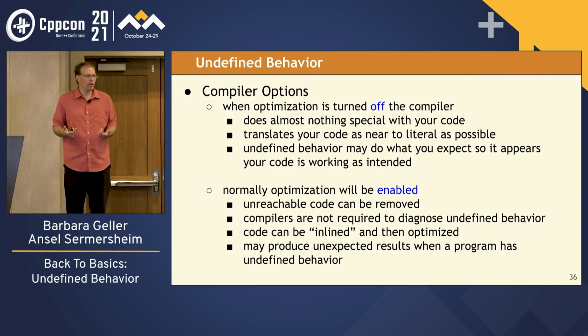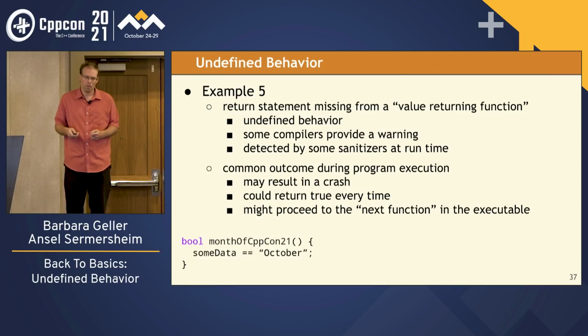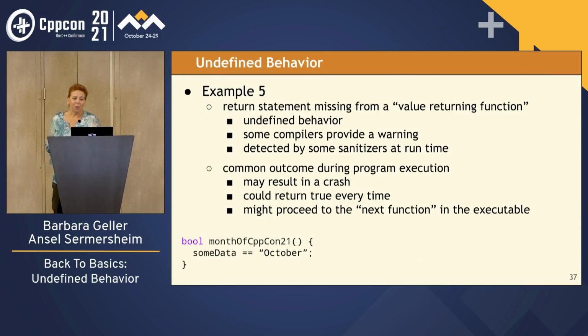Now this interacts with the compiler options you use, because when you turn off optimization, the compiler doesn't really look that hard at your code. It just does a literal translation. So most of the time, the undefined behavior does pretty much what you expect. When you turn on optimization, all of a sudden, it starts seeing things like unreachable code can be removed or inlining things. So if you have unexpected results when you turn on optimization, it's a pretty good bet you have undefined behavior somewhere. So now we've gotten to answer somebody's question. What do I have in this example is an example with no return statement. Now it's very easy, I just told you.